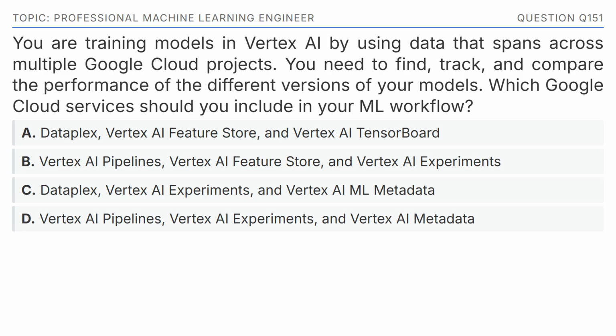Option B, Vertex AI Pipelines, Vertex AI Feature Store, and Vertex AI Experiments. Option C, Dataplex, Vertex AI Experiments, and Vertex AI ML Metadata. Option D, Vertex AI Pipelines, Vertex AI Experiments, and Vertex AI Metadata.